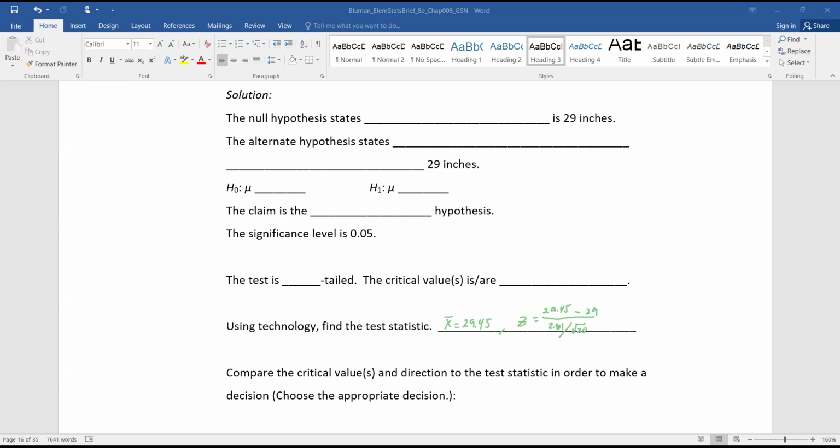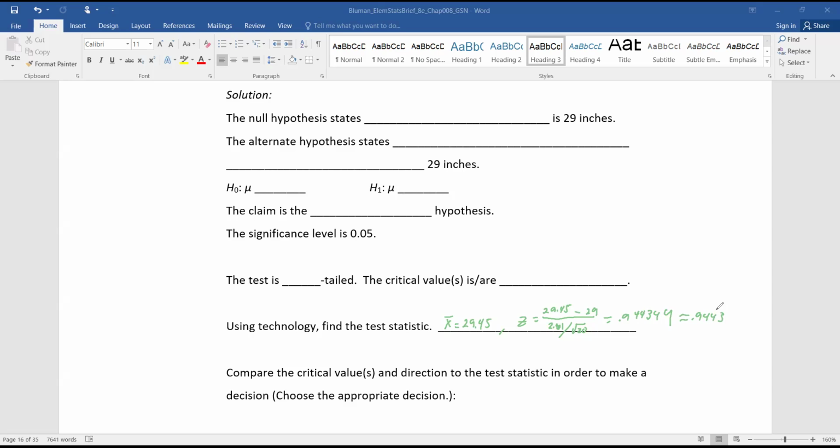So I'm just going to simply type that into my calculator. That's going to be 29.45 minus 29 divided by 2.61. Divide that by the square root of 30. And I get 0.944349. All right, and then we could probably just say that that's going to be 0.9443, right? So there is our z-score there.